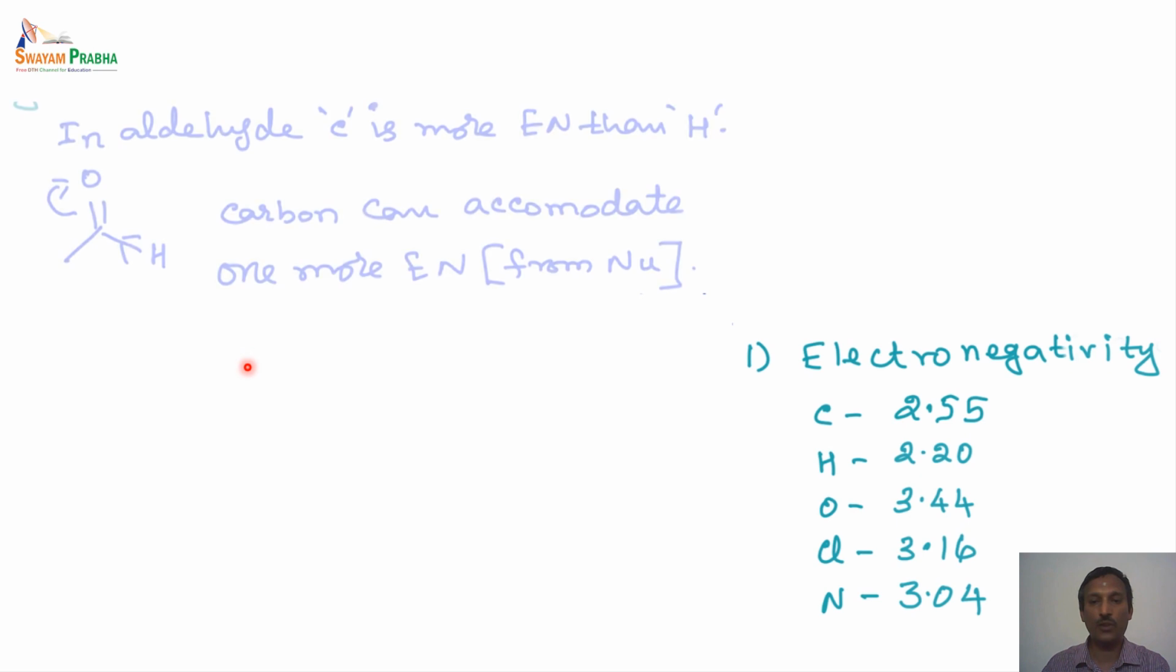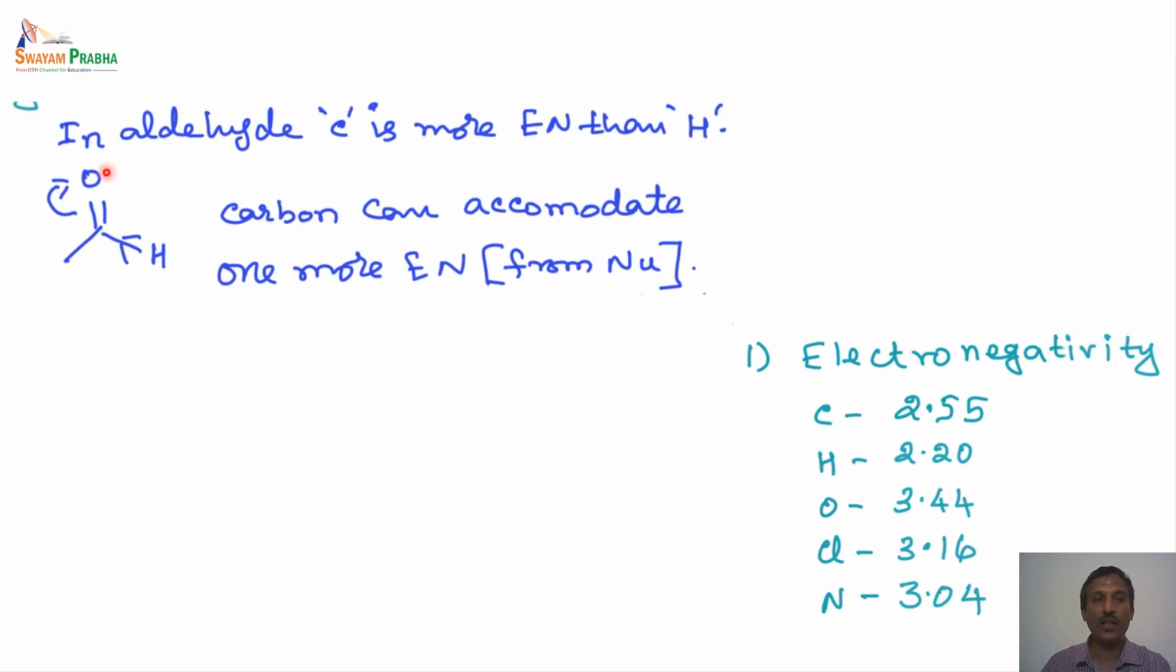So we will start from the electronegativity. In the case of aldehyde, we know carbon is more electronegative than hydrogen. If you look at the electronegativity, hydrogen is 2.22 and carbon is 2.55. In other words, between carbon and hydrogen, the carbon pulls the electron towards itself more. That means hydrogen pushes its electron towards this carbon.